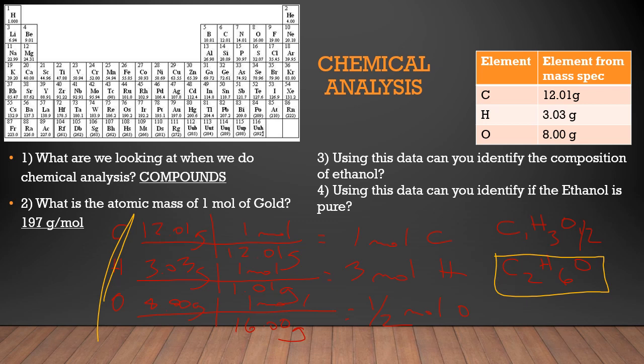And using the data, can you identify if the ethanol is pure? Since there are no extra elements included in this mass spec identification, we're going to assume that it is pure, especially since the numbers came out exactly to what is known about ethanol when you go and verify it by the data done by other scientists.